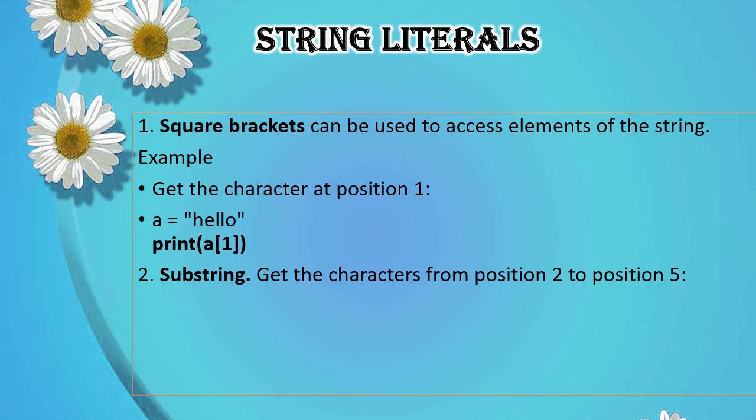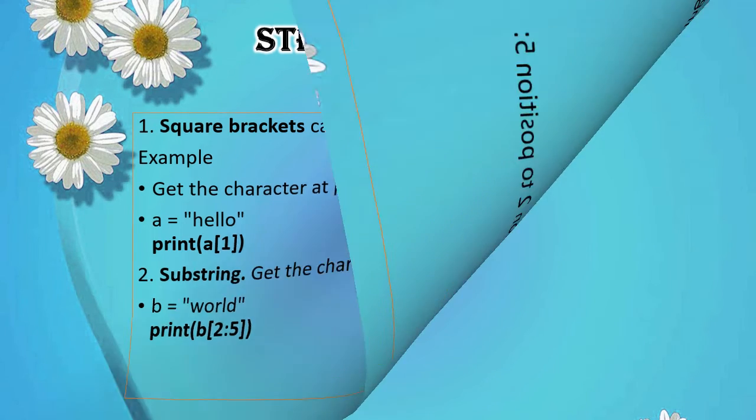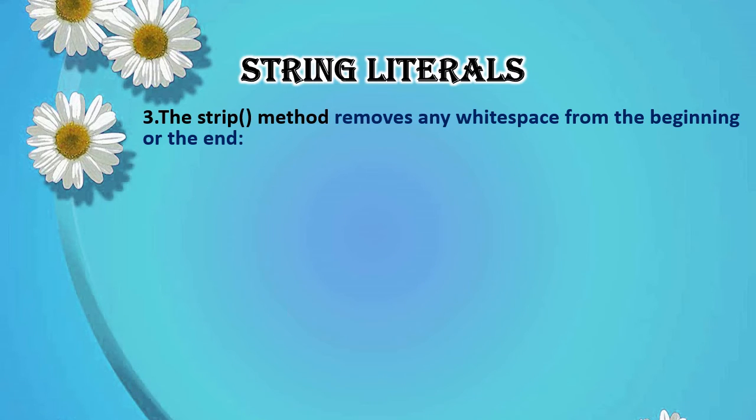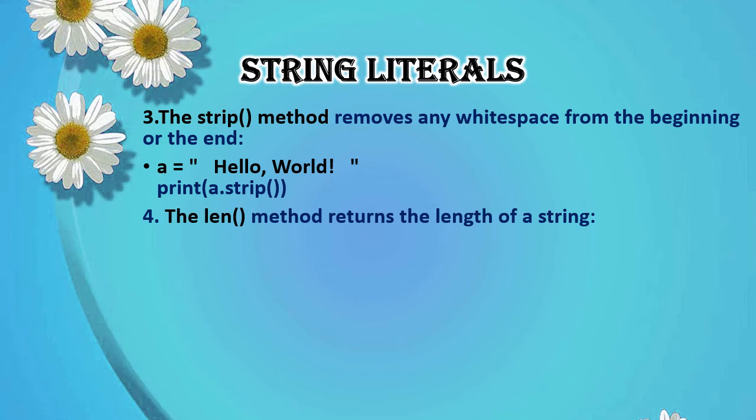And substring means to obtain a set of characters from the given string. See here the example: b holds the value world, and print b[2:5] means start position 2 to end position 5 minus 1, that is 4. So the second position to the fourth position characters will be printed. And the strip function is used to remove the spaces from the beginning and end. So hello has spaces before and world has spaces afterwards, and they will be removed.